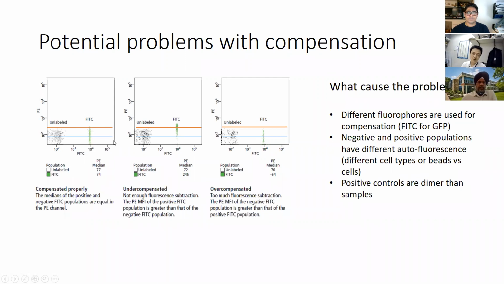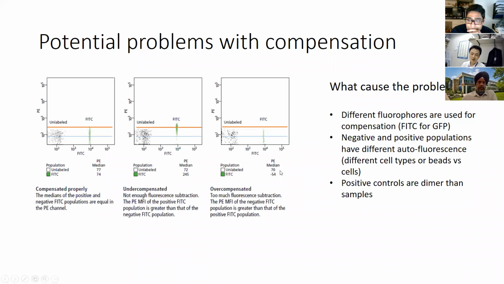So we know this one is done. Before the compensation, the mean fluorescence of PE negative is 72. This one is 200, so this one is much higher than this one. We know it's not compensated well. What if we do too much compensation, or in other words, subtract too much?